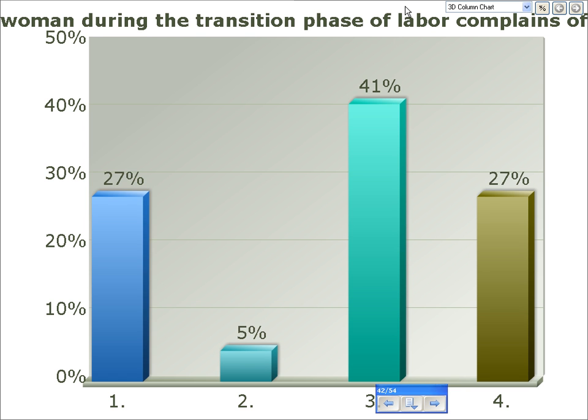Okay, 27% said breathe into the paper bag, 5% said pant and blow with the next contraction, 41% said take a cleansing breath and refocus, and 27% said pant 3 times and exhale against pursed lips.